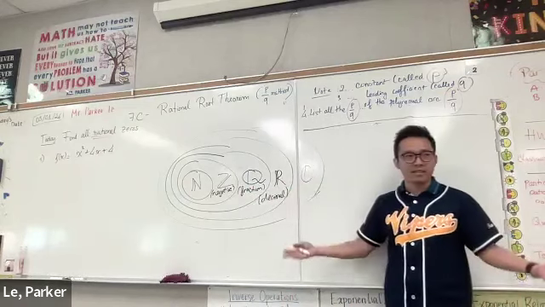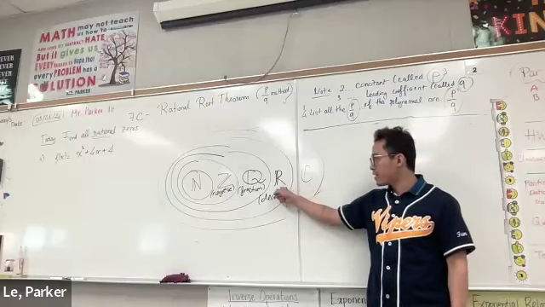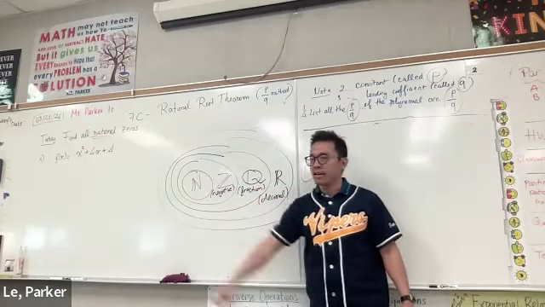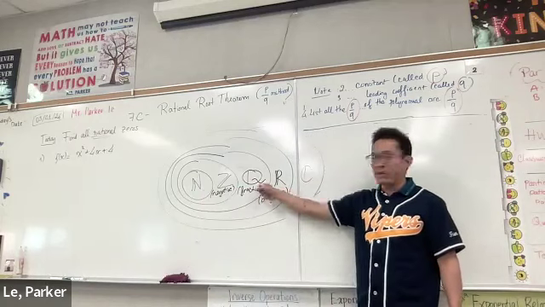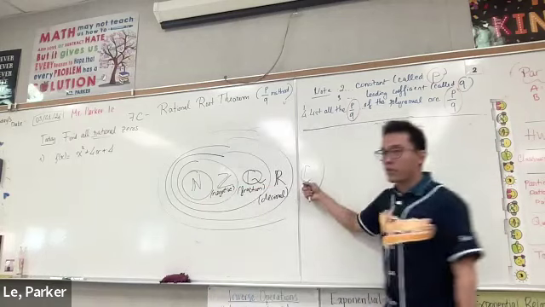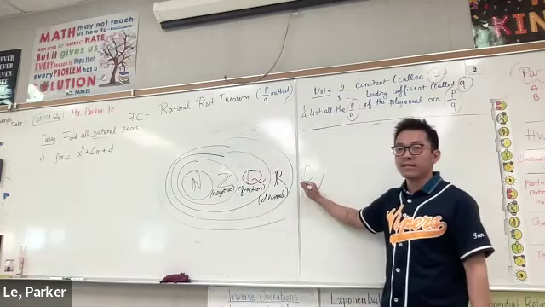They use the abbreviation C, which stands for complex. This is real, this is rational, this is integer, and this is natural. I think they use Q for rational to differentiate it from real. So what is C? C includes real, rational, integer, natural, and what else?